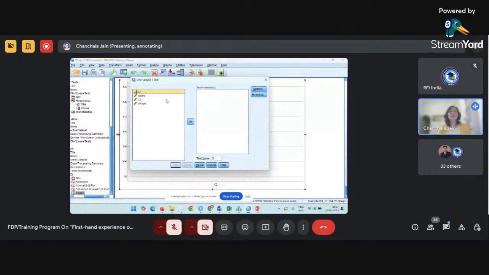Fine. Now you need to shift the variable which you want to test. The test variable is the IQ, which you are shifting into the left box. Done. Yes. Now the test value means the hypothesized population mean value, or the population mean you need to pass here. As I said, we are talking about the IQ variable, and we know generally the average IQ is 100, right? So you need to enter 100 here.